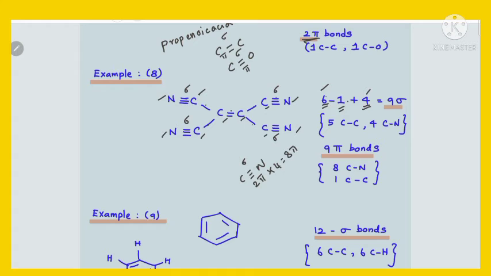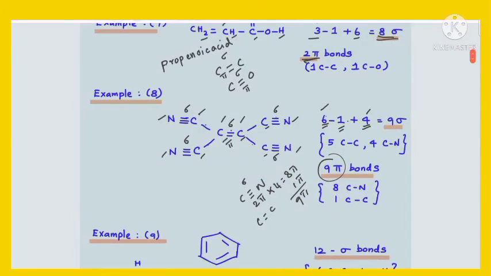As well as, look at this: there is a double bond between carbon and carbon. One is a sigma bond, another one is a pi bond, isn't it? So in C double bond C, there is 1 pi bond. But the total number of pi bonds is 9. Okay, right. This molecule has totally 9 sigma bonds and 9 pi bonds. A little bit complicated molecule.